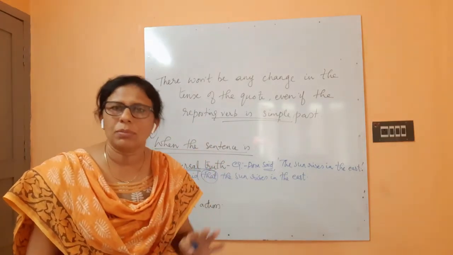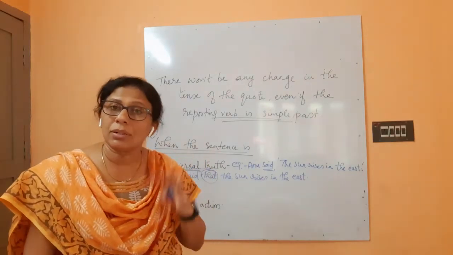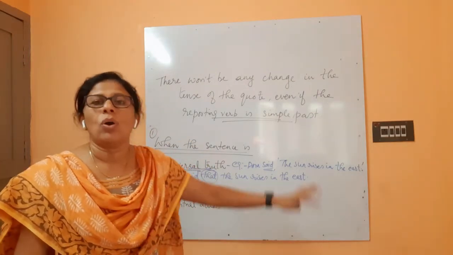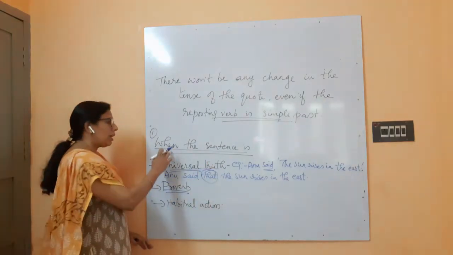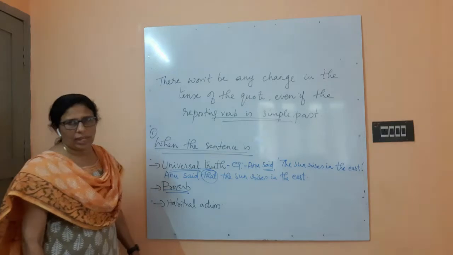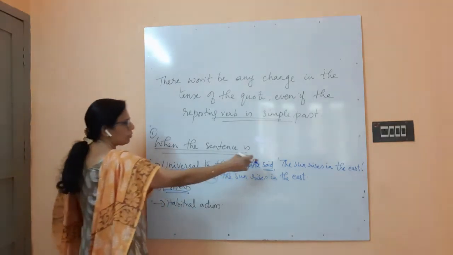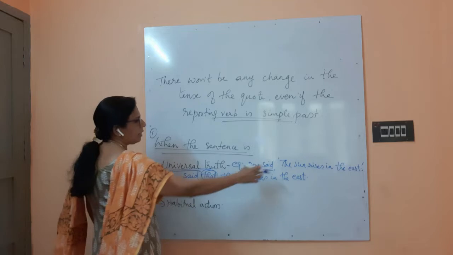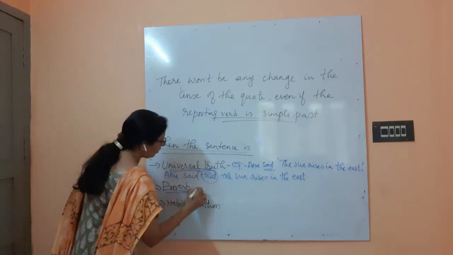Normally, if the reporting verb is simple past tense, all these changes will happen. But even if the reporting verb is simple past, on these conditions there won't be any change in the tense given in the quote: if the sentence is a universal truth, proverb, or habitual action. Got it clear? Okay, so first one, universal truth, we have written: you said that the sun rises in the east. Proverb. Okay. Example.